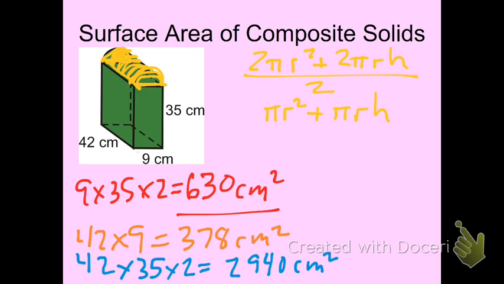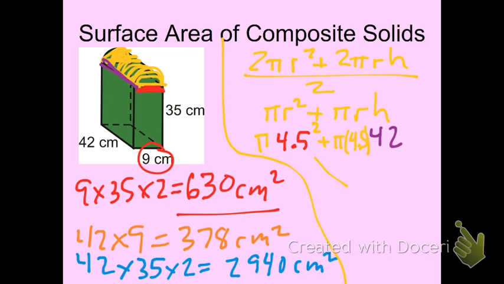Okay, so now we have to find the radius and the height of that cylinder. The height of the cylinder would be 42, so we're going to plug in 42 for the height, and the diameter of that cylinder is 9, so we're going to use 4.5 for the radius. So now I'm going to type all that into my calculator. Pi times 4.5 squared plus pi times 4.5 times 42. All right, and that will come out to be 657.045. So we'll just round to 657.0.